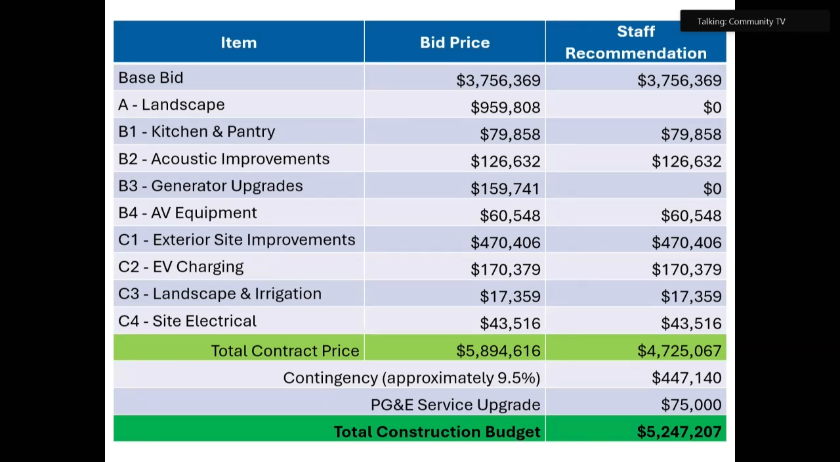So our contract price for this would be $4.725 million, and then with a contingency of a little less than 10%, which is appropriate for the size of our project, plus a PG&E service upgrade that's required to support the new HVAC system, it brings us to a total construction cost of $5.247 million. Next slide, please.